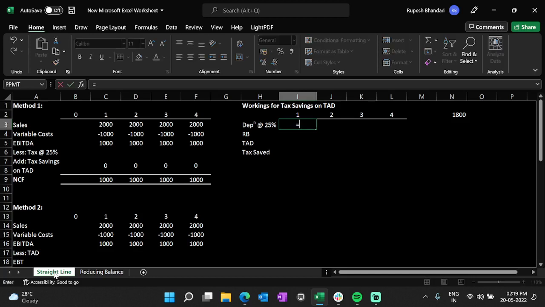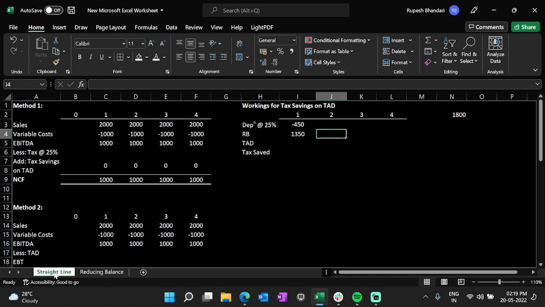So what will be the depreciation? It will be 1800 times 0.25, times minus 1. I'm just doing it in negative figure. What will be the remaining balance? 1800 plus this amount, 1350 will be the remaining balance. Since this is a straight line method, we'll be doing reducing method later on. What we'll do, we just copy the formula across. It will be 450 for every year.